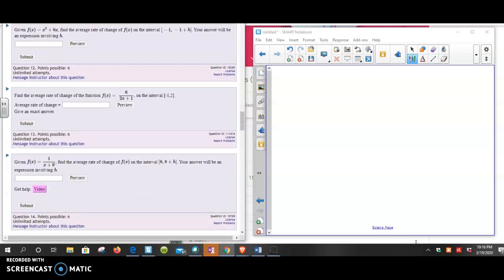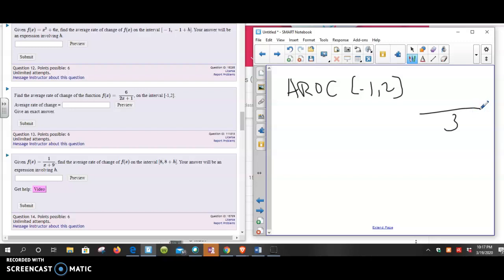Find the average rate of change, the AROC. So they want the AROC from -1 to 2. So that means we're going at an interval of 3. And their function there is 6 over 2x plus 1. And so we're trying to find it from -1 to 2. So we put -1 in first, and we get 6 over -2 plus 1. So it's going to be -6. And then we put in a 2, and we're going to get 6 over 4 plus 1. So that's going to be 6 over 5.